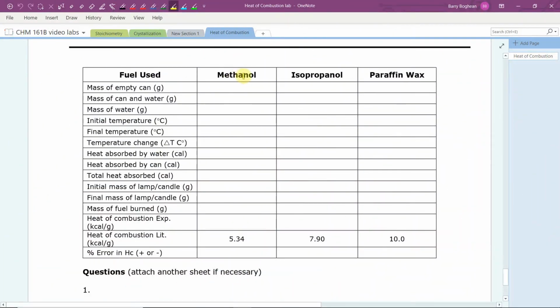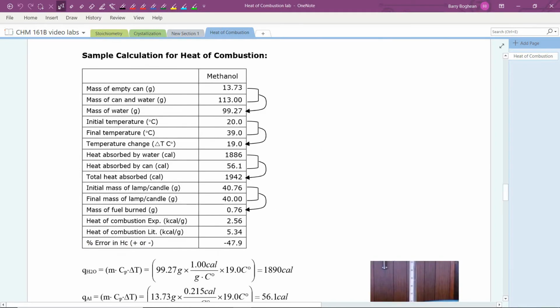In the lab procedure, you will find a table where you can enter your data and results for the two alcohols and paraffin wax. You are also provided with the literature values of the heat of combustion for methanol, isopropyl alcohol, and paraffin wax so that you can calculate the percentage error. You're also provided with a table showing sample calculations, this one for methanol. Please record your data the same way as is shown in the tables.